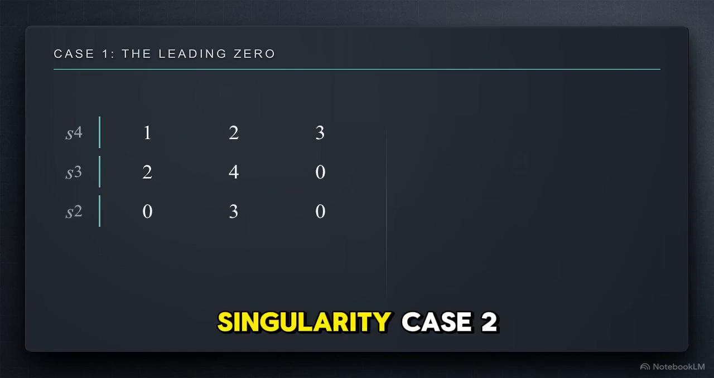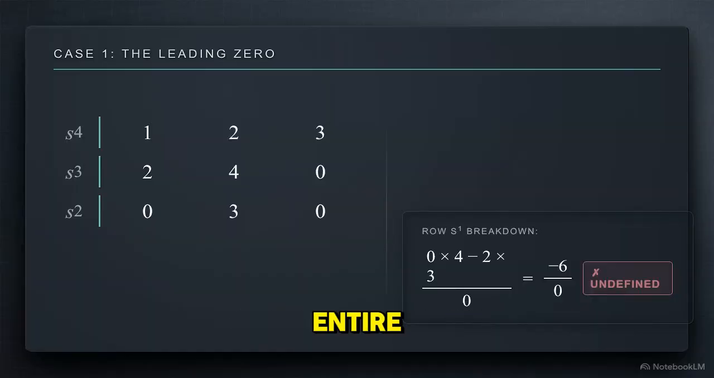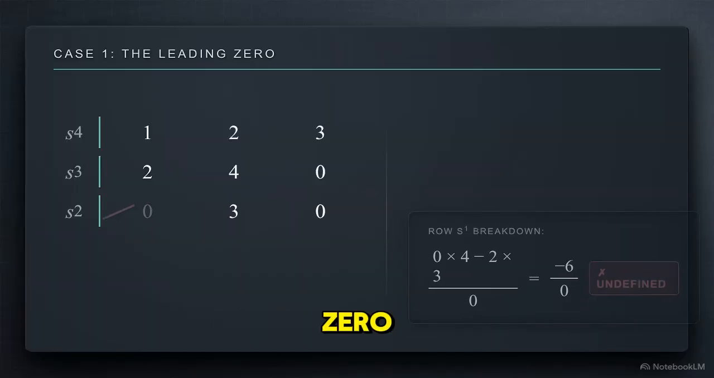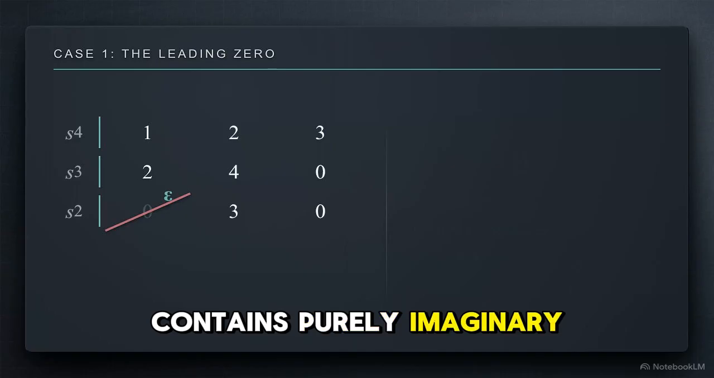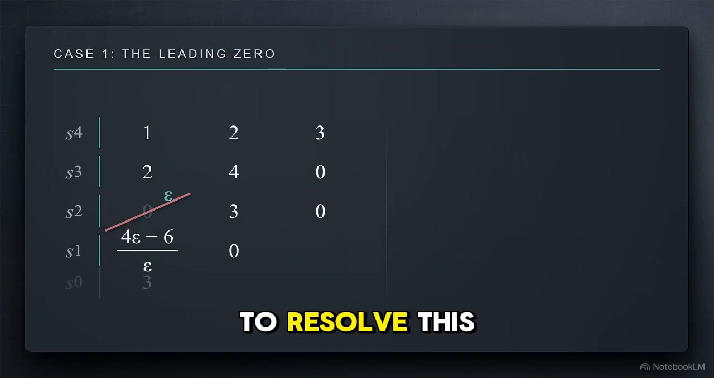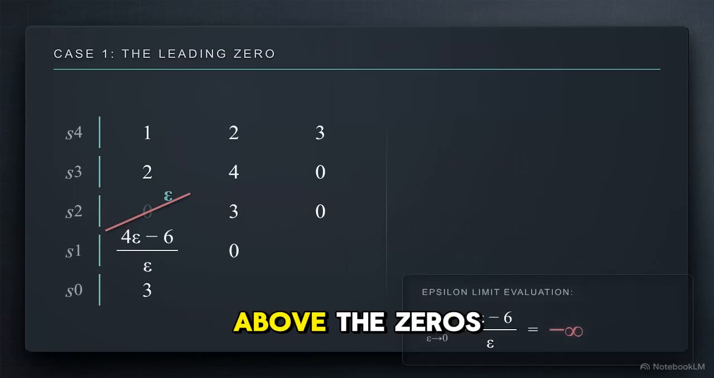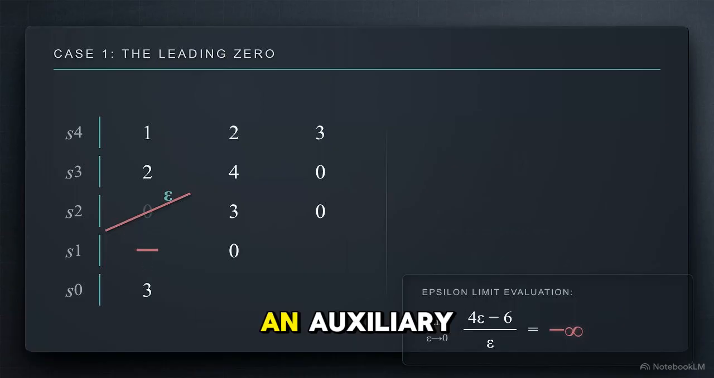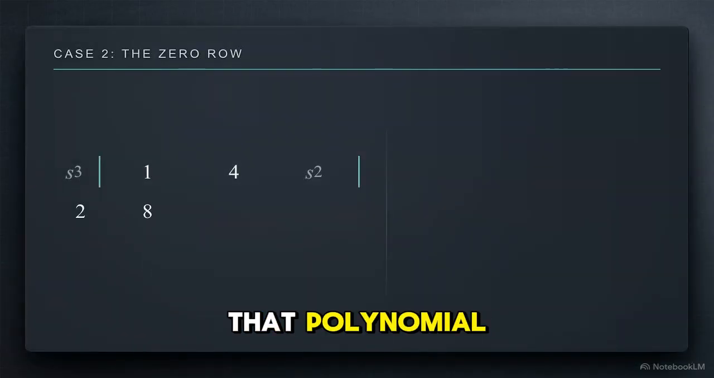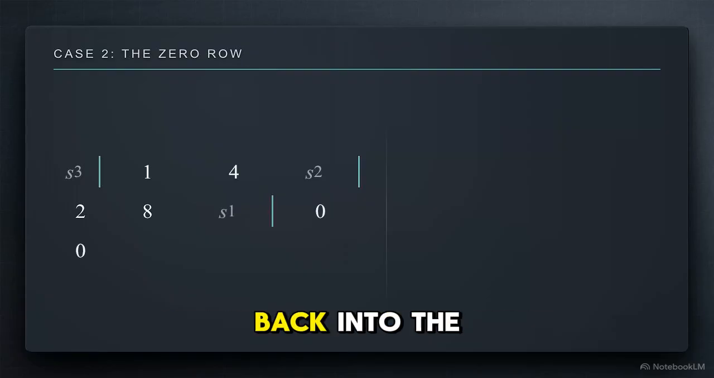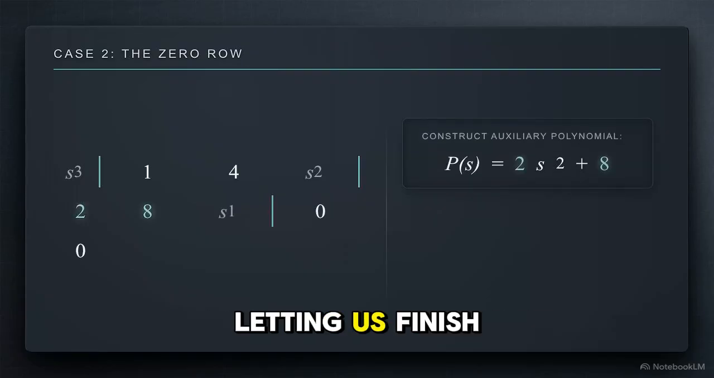The second singularity, case 2, occurs when an entire row of the table evaluates to 0. This happens when the original characteristic equation contains purely imaginary or symmetrical roots. To resolve this, we look at the row directly above the zeros and use its values to construct an auxiliary even-powered polynomial. We then calculate the derivative of that polynomial with respect to s and substitute those new derived coefficients right back into the empty 0 row, letting us finish the table.